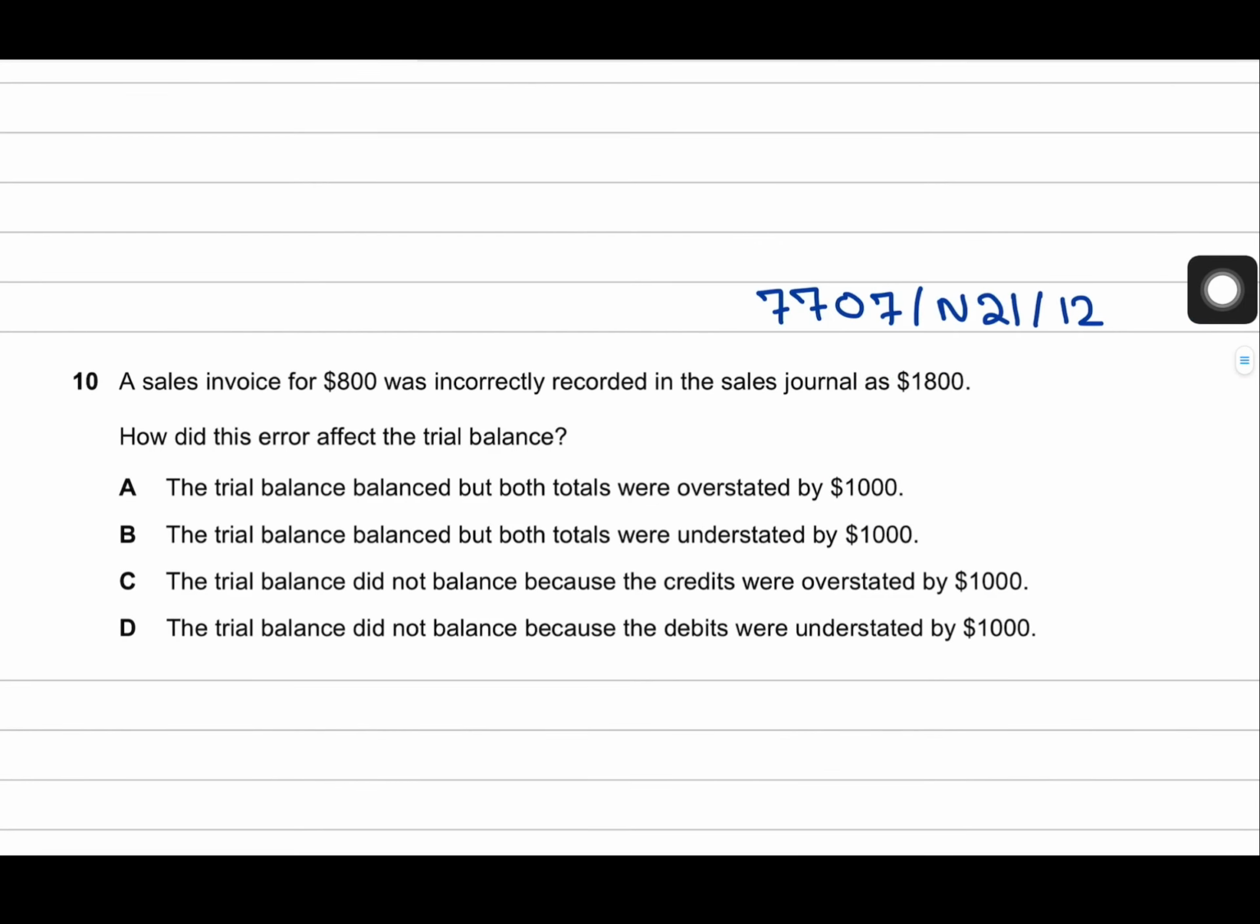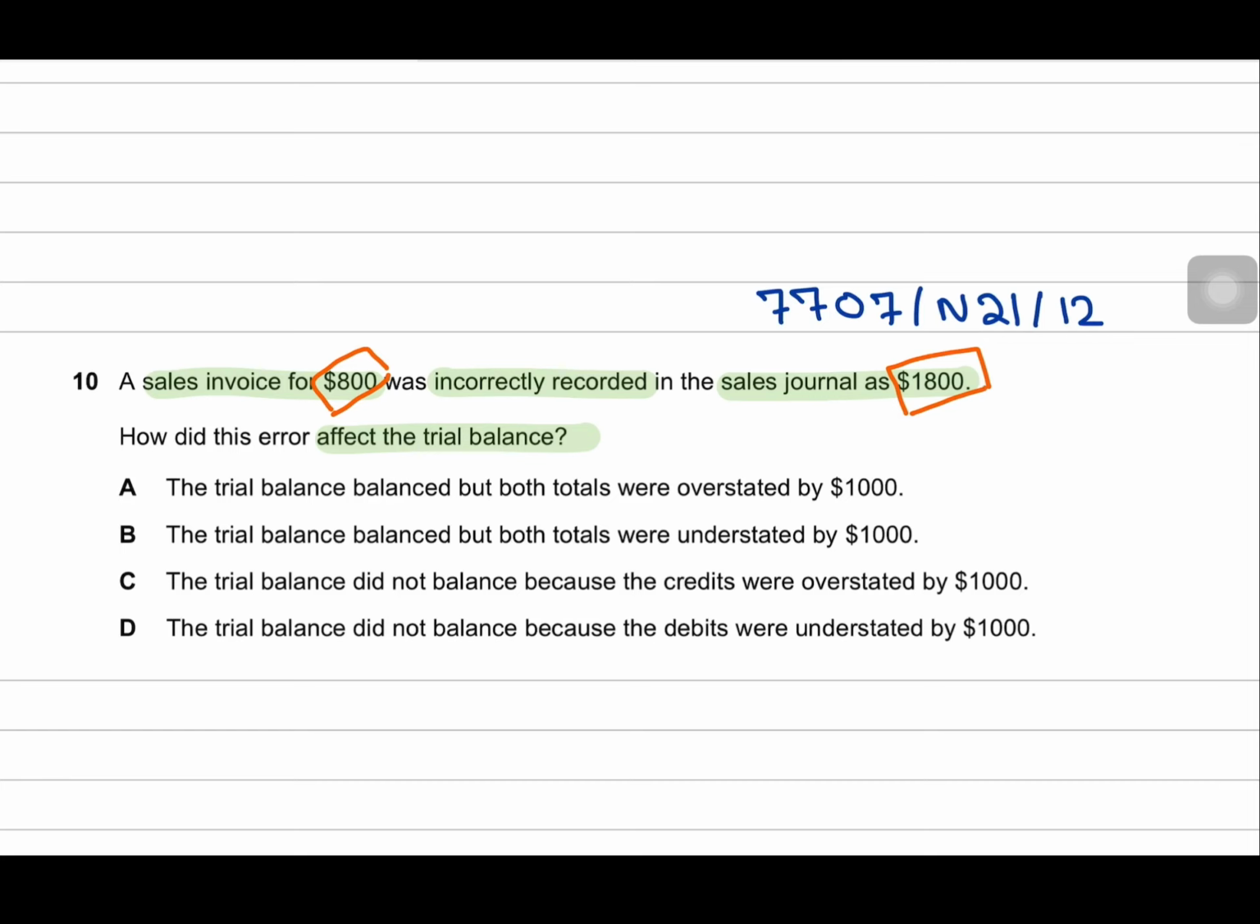Question number is 10. The question says a sales invoice of $800 was incorrectly recorded in the sales journal as $1,800. How did this error affect the trial balance? So the sales invoice amount was $800. However, it was recorded in the sales journal as $1,800.